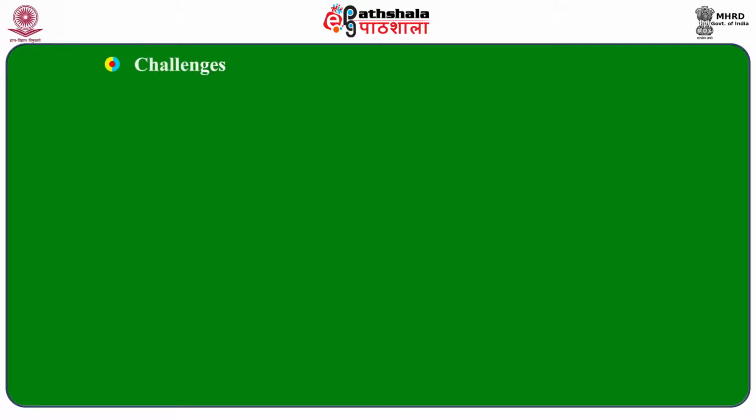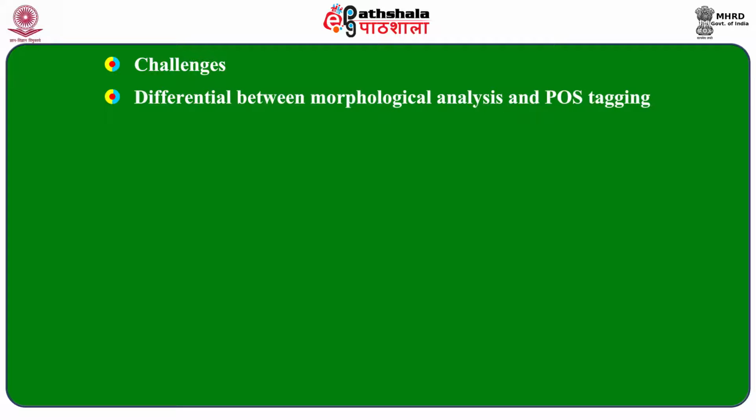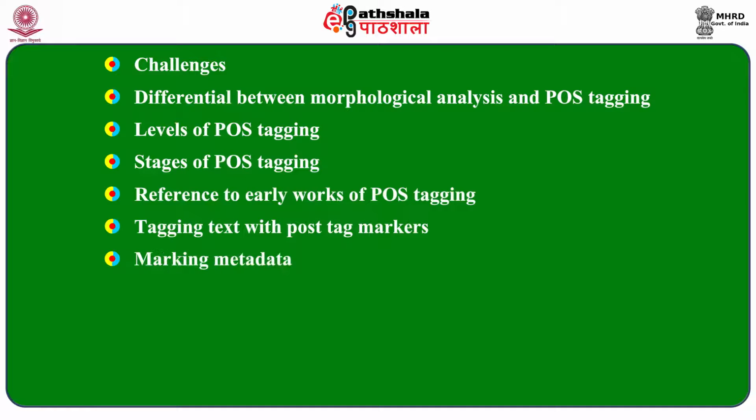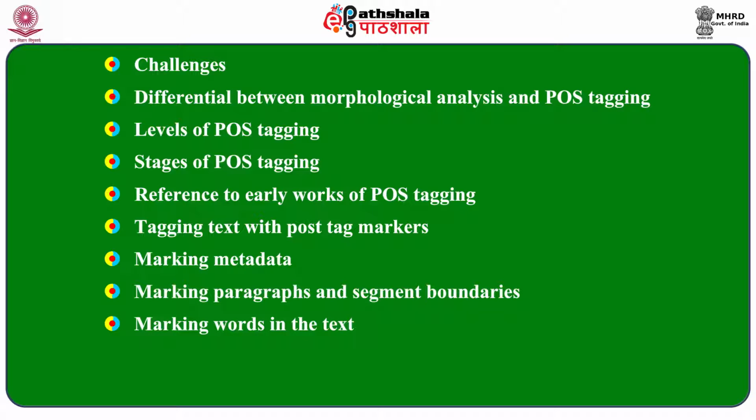In this module, we will try to concentrate only on a few aspects of parts of speech tagging, like the challenges involved in it, differentiating between morphological analysis and POS tagging, levels of POS tagging, stages of POS tagging, then some reference to the early works of POS tagging, tagging a text with POS tag markers, marking metadata, marking paragraphs and segment boundaries, marking words in the text, and ultimately in the conclusion we try to concentrate on the importance of a POS tagged corpus. So, in sum, this is all in this material.